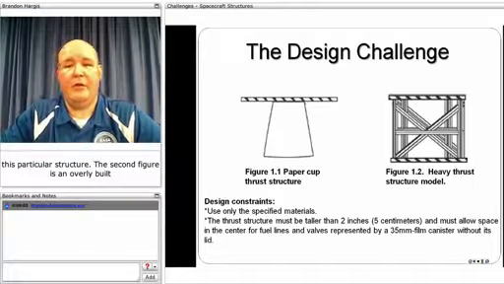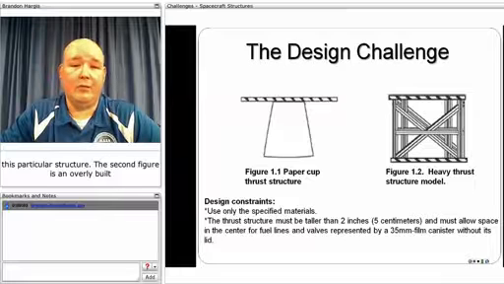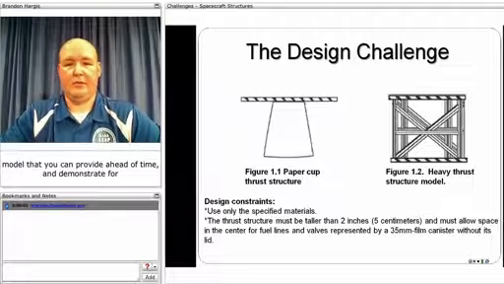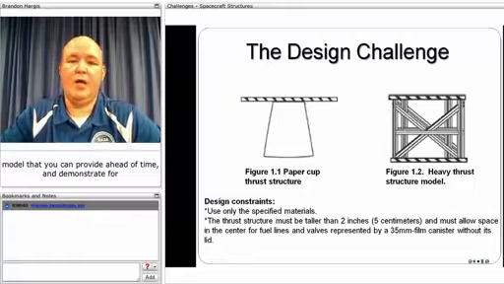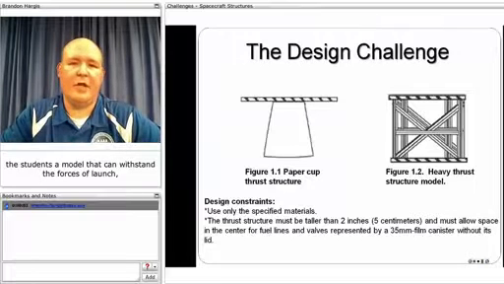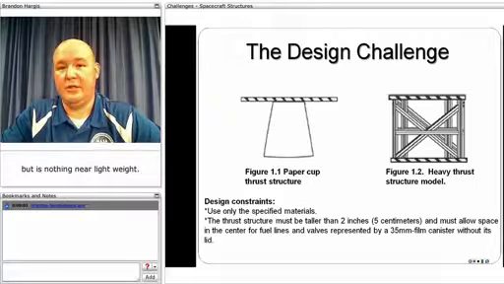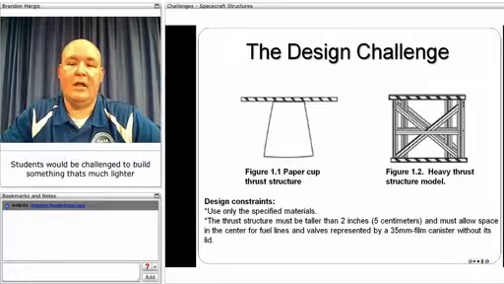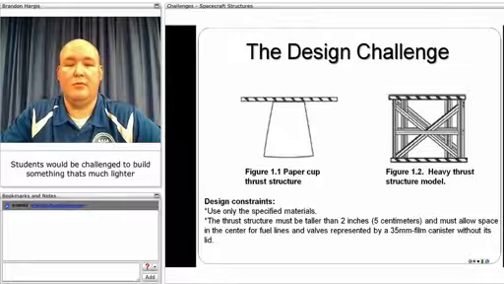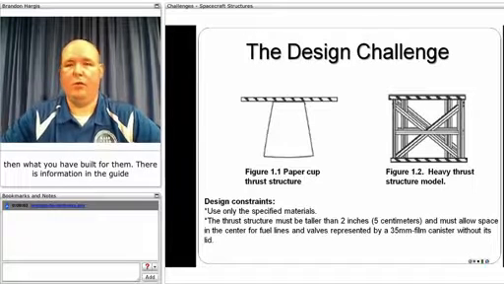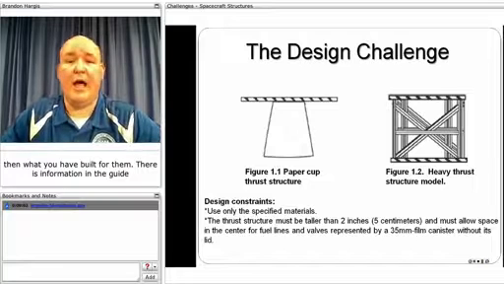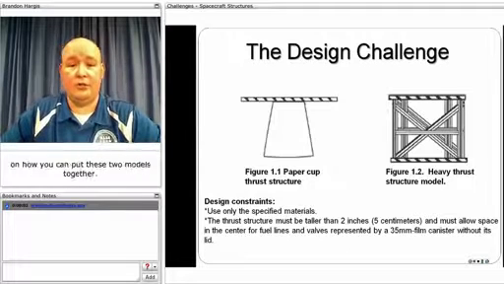The second figure is an overly built model that you can provide ahead of time and demonstrate for the students, a model that can withstand the forces of launch but is nothing near lightweight. Students would be challenged to build something that's much lighter than what you have built for them. And there is information in the guide on how you can put these two models together.